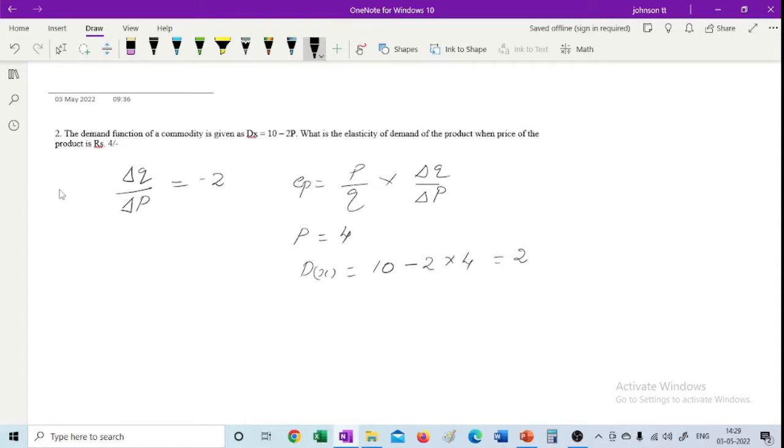So we got everything. So EP equals P by Q, that is 4 divided by 2, into -2. So 2 and 2 will be cancelled, and the answer is -4. So the elasticity of demand is -4. So this is a very simple question, but it is a different question. Normally this type of question is not asked, but still they are very simple. Here also we are substituting the values, but the question is given in an indirect way.